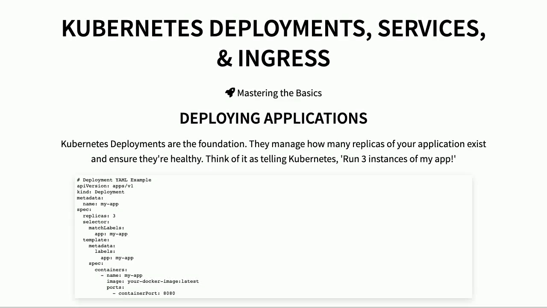Okay, let's talk about getting your applications running smoothly in Kubernetes. First, we have deployments. These manage the number of copies, replicas, of your app you want to be up and running. Then, services provide a consistent way to access those apps, regardless of how many instances are active. Finally, ingress is like a traffic director, routing external requests to the right service based on what's being asked for. Think of it as controlling how people get into your application.